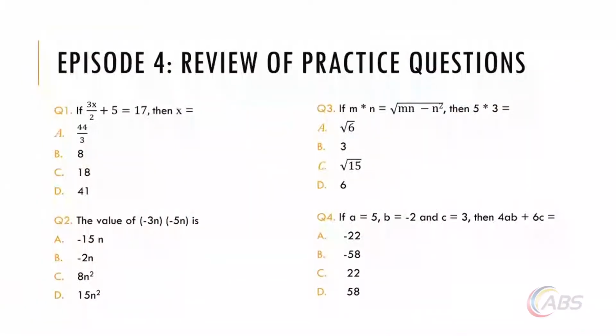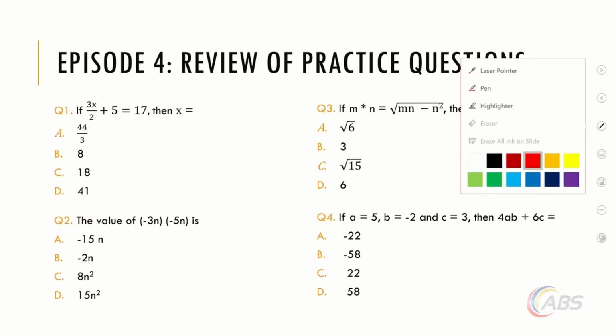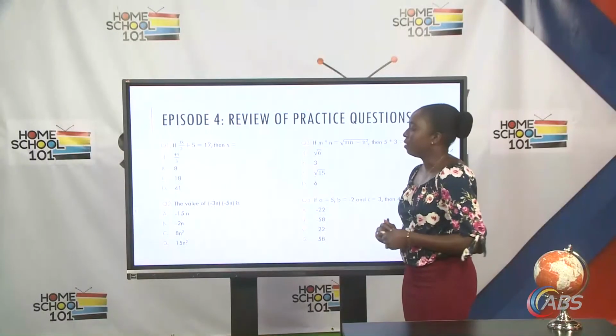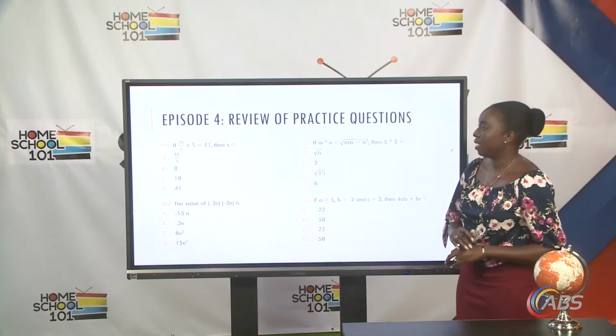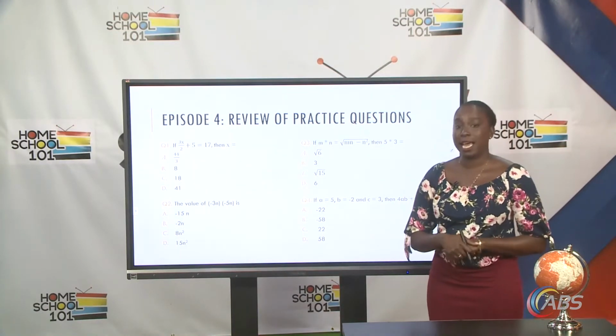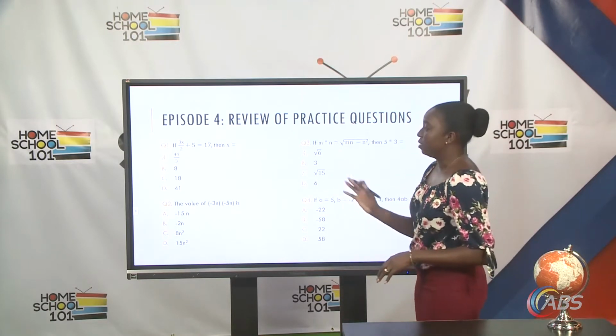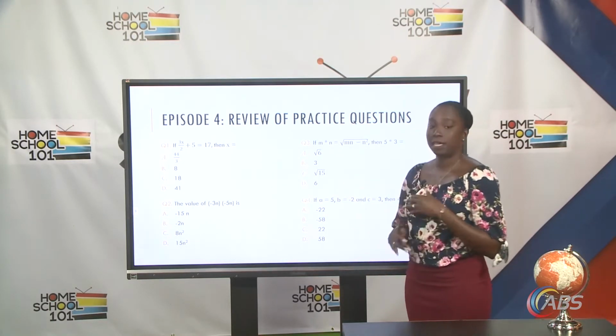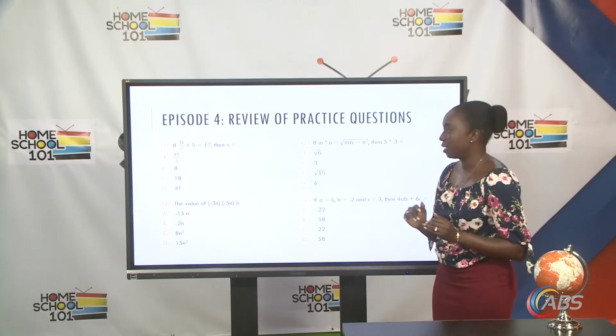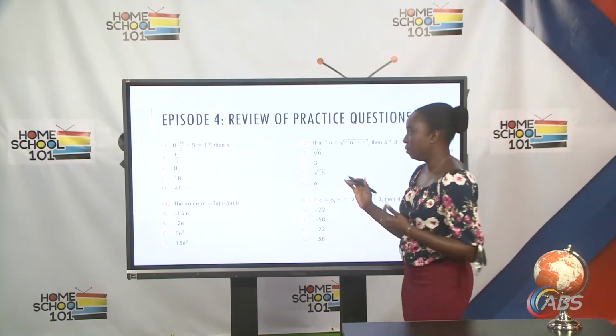So our first question says, if 3x over 2 plus 5 is equal to 17, then x is equal to what? Let's reread the question again. If 3x over 2 plus 5 is equal to 17, then x is equal to what? So here we need to solve for x, which means we're going to get rid of everything else that's attached to the x by taking them across the equal sign.